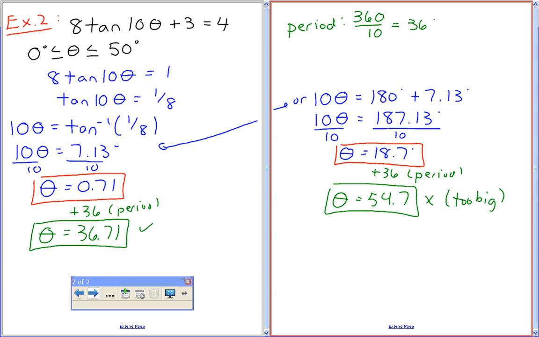Victoria was asking me, she said, Mr. Sadler, I love math, this question's wonderful, but on the right-hand side, do I need to write that down? It's too big. You don't have to erase the whole thing. If you calculate it and it's too big, that's fine.